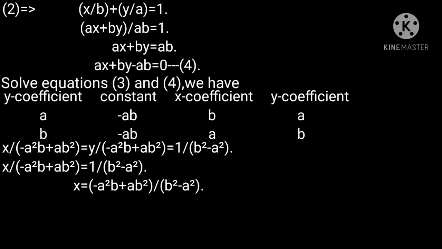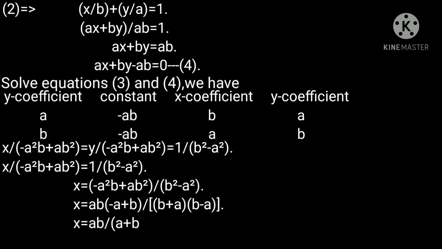Here in the numerator, take ab as common, and in the denominator, apply the formula x² - y² = (x + y)(x - y). Then x = ab(-a + b)/((b + a)(b - a)). Cancel the (b - a) terms, then x = ab/(a + b).